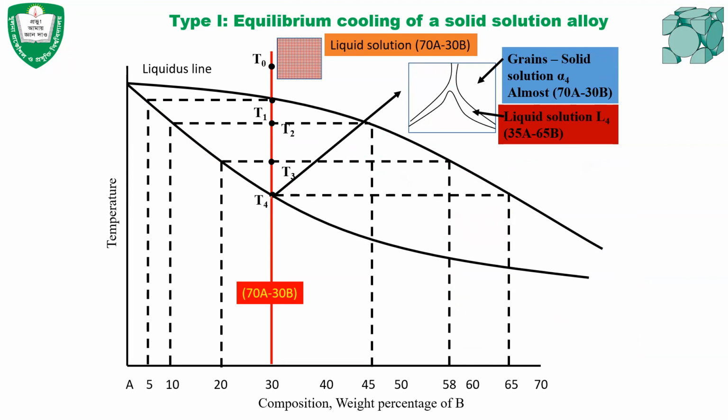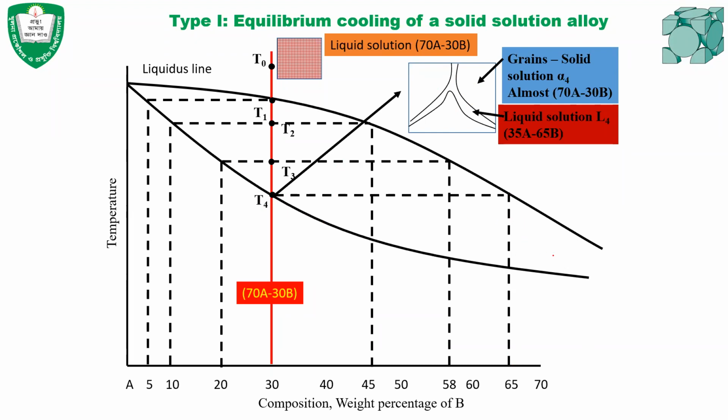When the temperature reaches T4, that means just in the tie line, or below or a little bit above the solidus line. At temperature T4, most of the solid has been formed, but that solid will have a chemical composition of almost 70%.